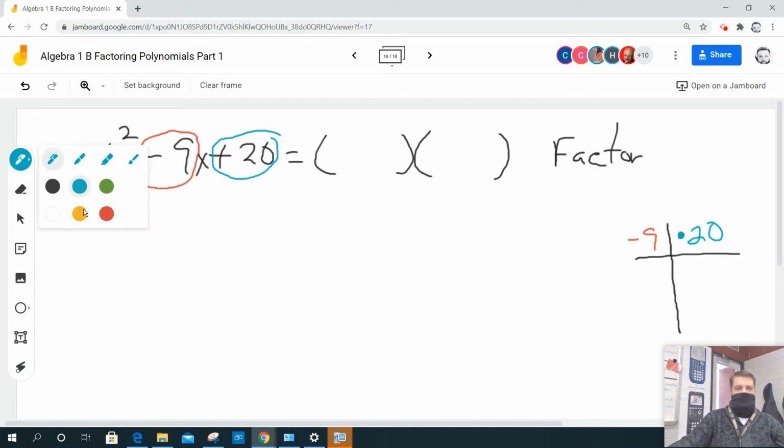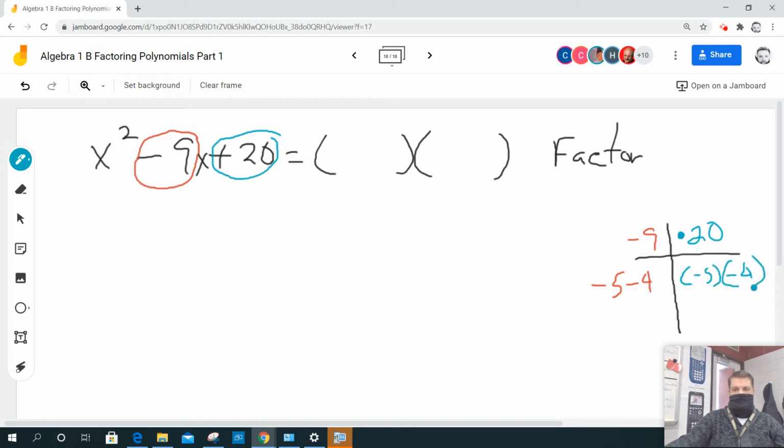So I need to think of two terms that when I multiply them together, they equal 20, but when I add them up, they equal -9. Well, I'm thinking that -5 minus 4 equals -9, and I'm thinking that -5 times -4 equals a positive 20. So I've kind of done the work already, but let's go through here and double check, guess and check.